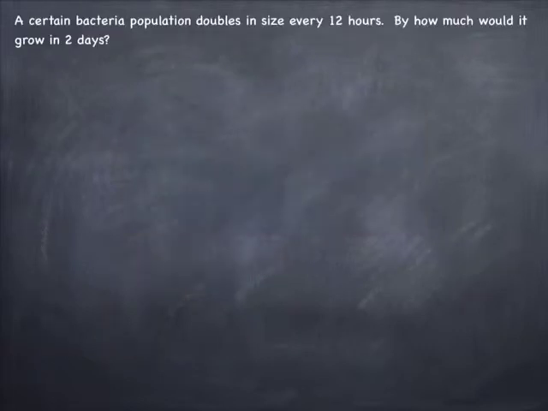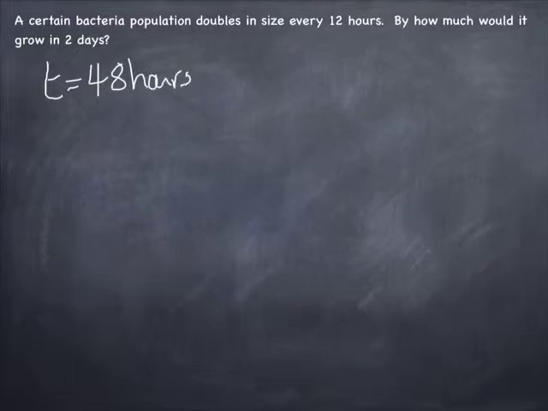Let's use it. A bacteria population doubles in size every 12 hours. How much will it grow in 2 days? So we're going to use this formula. In 2 days, there are 48 hours. So t is time in hours, so we're going to use 48 hours. D in this case is 12 hours. Because we want the units to be the same, and if it doubles every 12 hours, let's keep our units the same, 48 hours, 12 hours, it works out nicely.